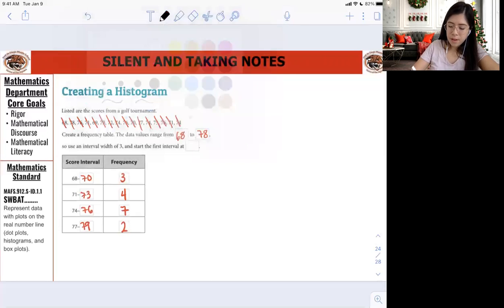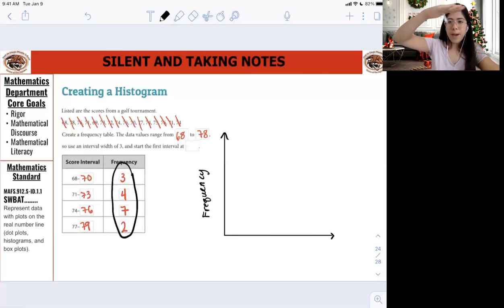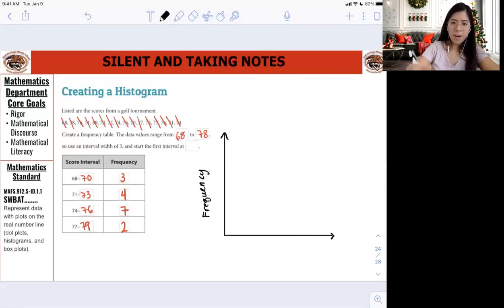Okay, cool. And now I'm just gonna make my frequency table. So first I start with just drawing my X and Y axis. The Y axis is always just your frequency. Now for frequency, look at what's the biggest number for frequency? 7. So what would be a good maximum to put on my graph?